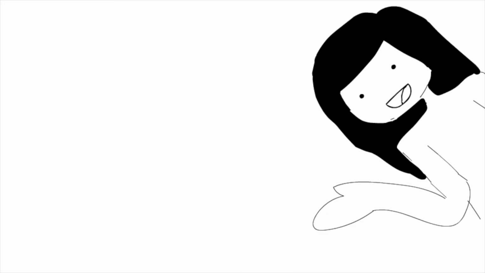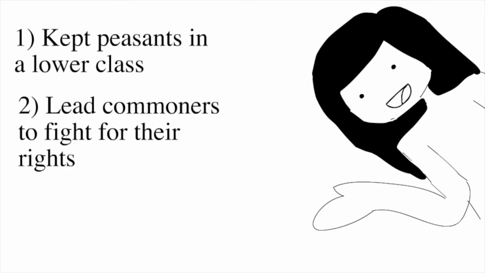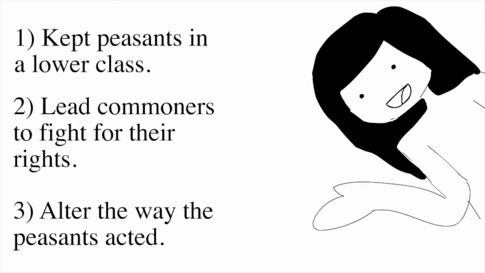In conclusion, the fighting between the Trinh and the Nguyen family during the later Le period kept the peasants in a lower class through taxation and making their lives unlivable. And that caused the commoners to stand up and fight for their rights, and change the way the peasants acted, either to please their leaders or to disrespect them.